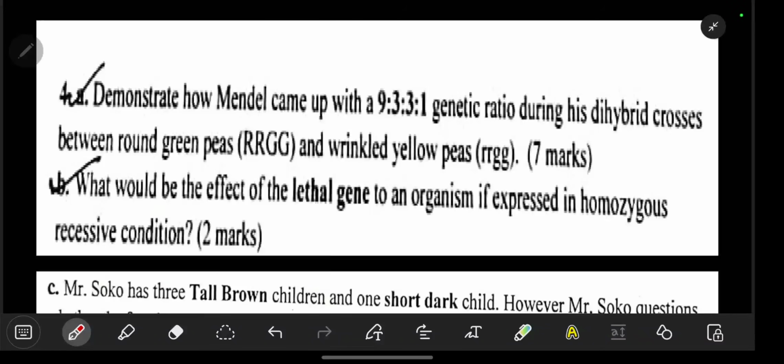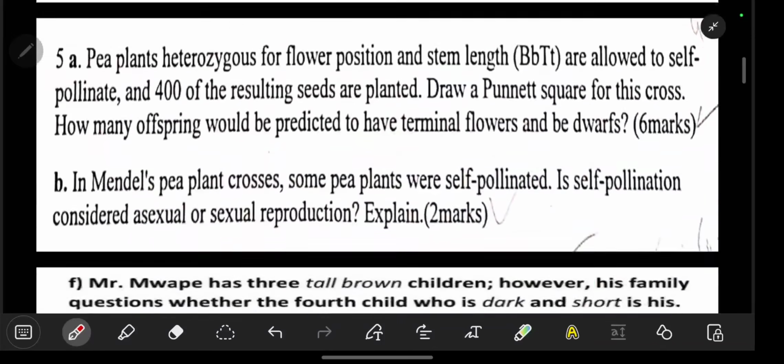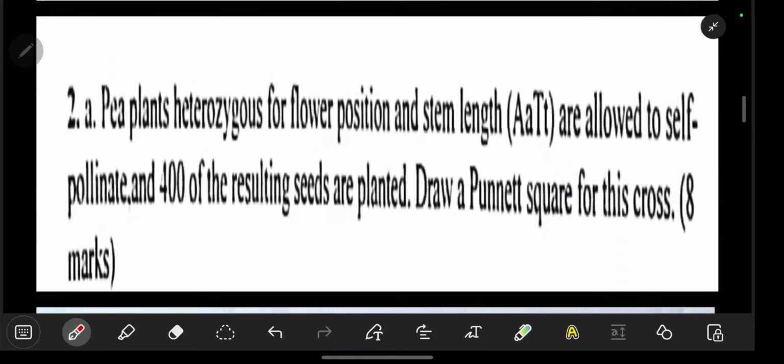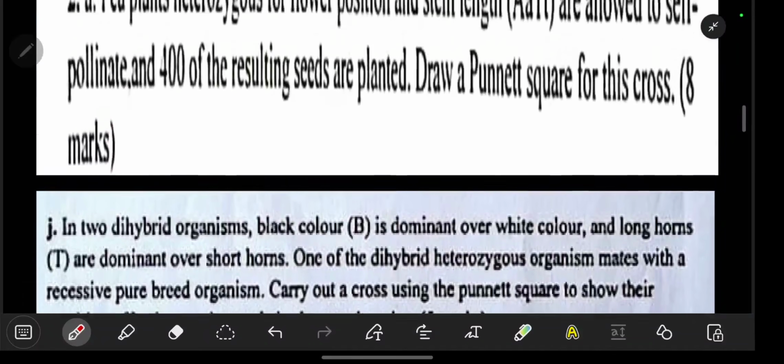So here today we are going to be looking at how we are going to be answering dihybrid crosses. Now we are at the end of this video. We are going to solve all these questions and you are not going to have any challenge concerning that.